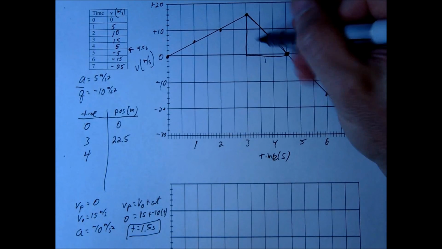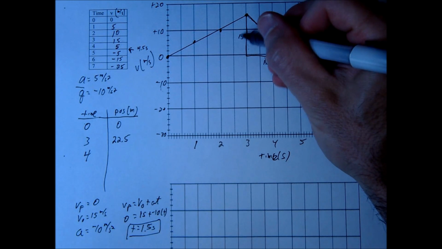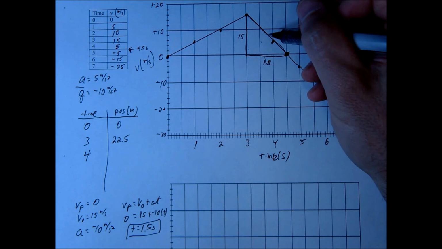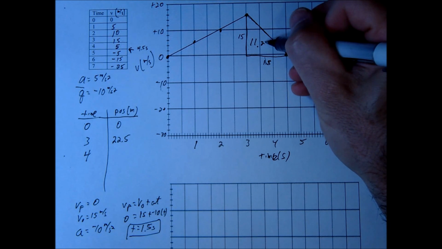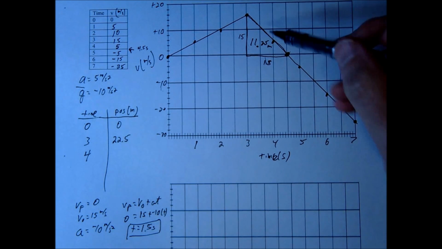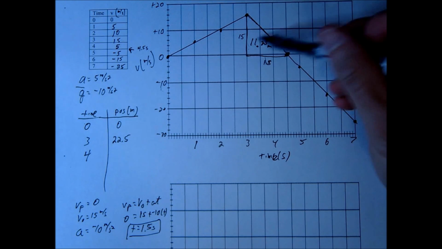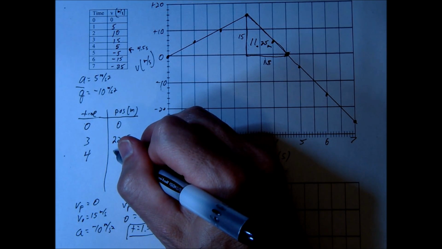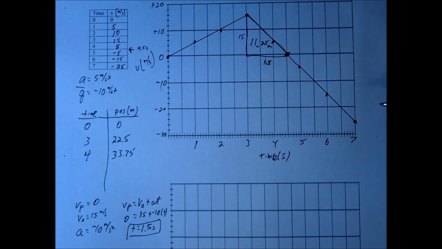Let's find this area then. So this is 1.5, right? And this is 15. So let's find the area of this. 1.5 times 15 divided by 2, and that's going to give us 11.25 meters. Now remember, this is a displacement, so that means from this point to this point we travel 11.25 meters, which means our position would be 11.25 plus 22.5, where we were located at time 3.